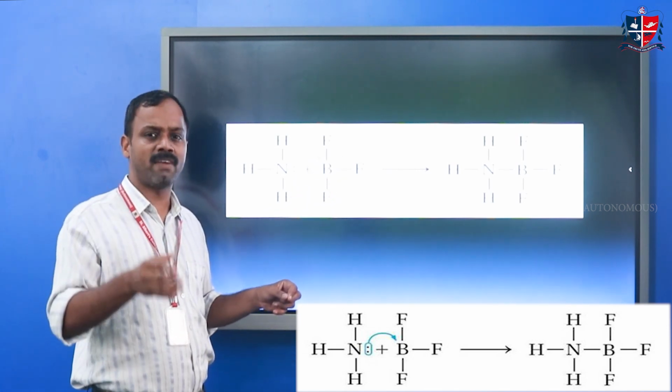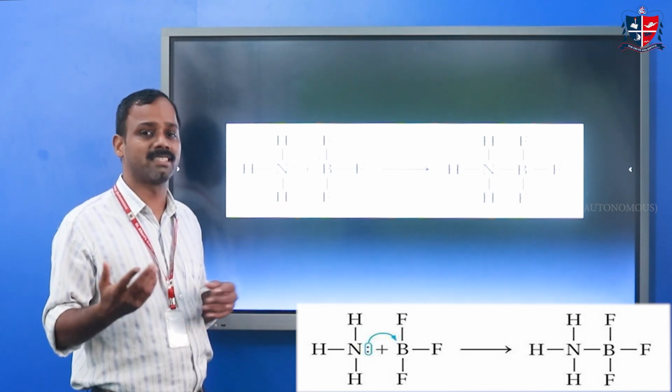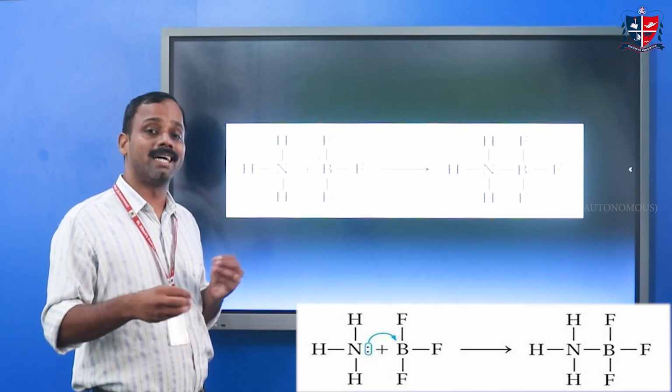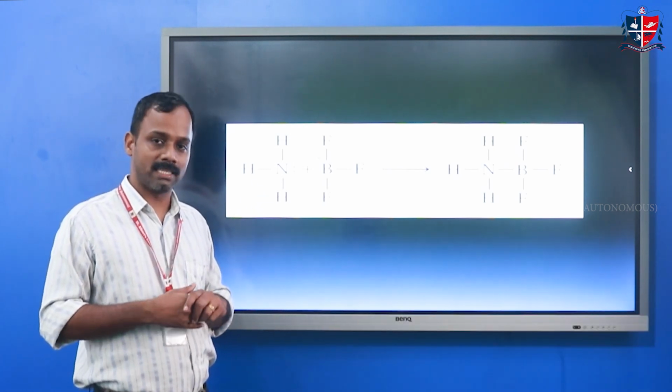In that family, the boron family, we have BCl3, BF3, aluminum chloride, etc. All these are electron deficient molecules. Electron deficient molecules are said to be Lewis acids. So these are the various acid-base concepts.